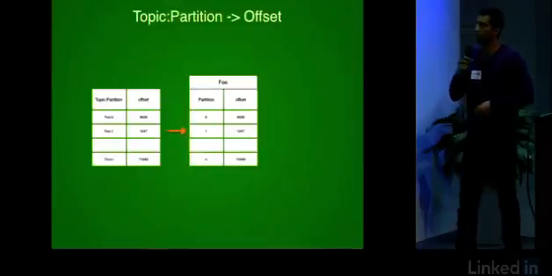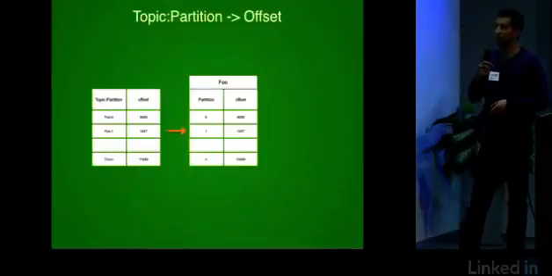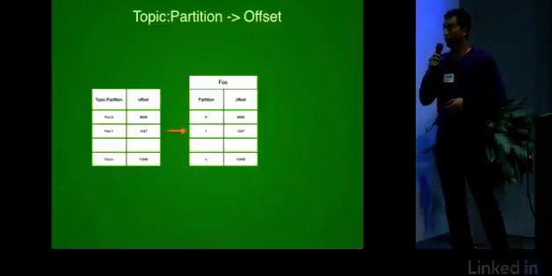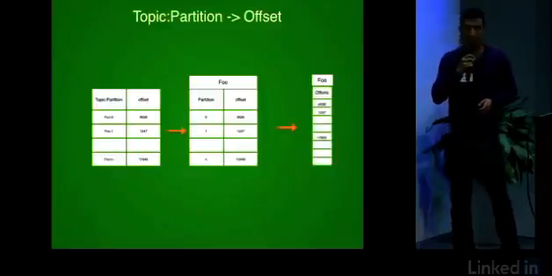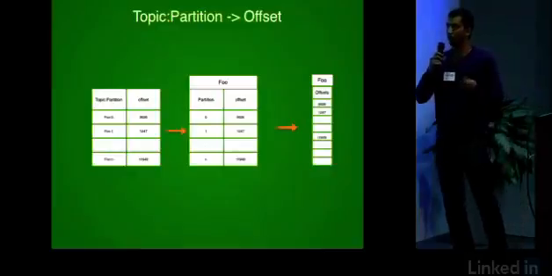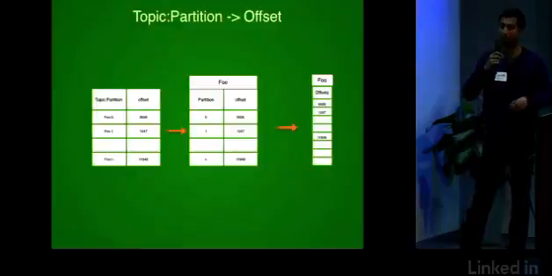Now we know that partitions are simple integers from 0 to n, where n is the maximum number of partitions for that topic. So we can actually convert this into a single sparse array with the index of the array being equal to the partition. So the 0th partition's offset is in array 0.